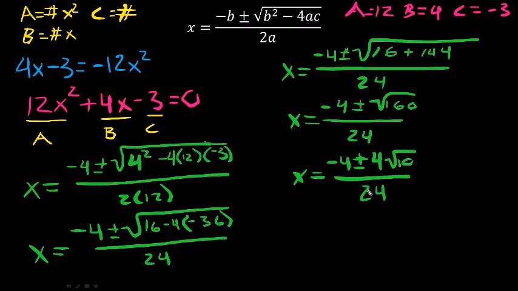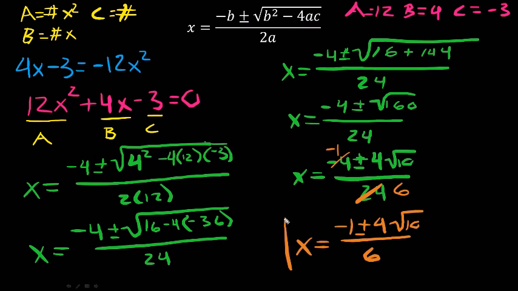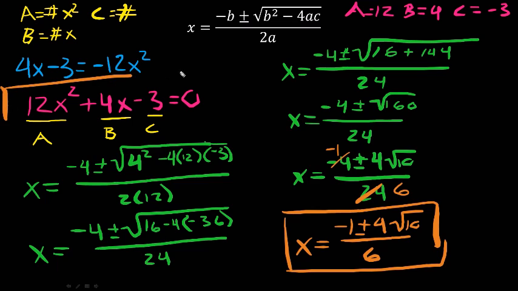Now when you have a root, if your teacher wants you to, then you plug this into a calculator to see what it is. But most teachers will just let you keep it like this. However, this can be simplified still. The -4 over 24 can simplify to -1 over 6, and the 4 over 24 simplifies to 1 over 6. So our final answer to this whole problem is -1 plus or minus 4 root 10 all over 6.